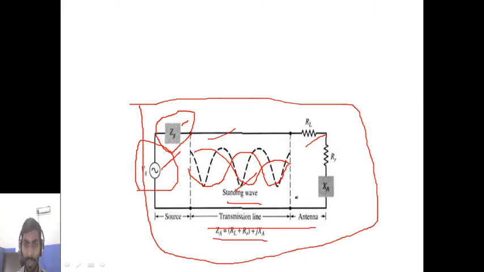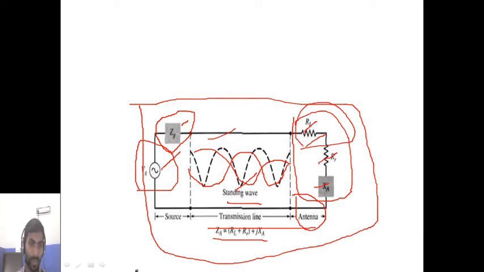And then this is your antenna part, which is the opening. This is going to be the radiation part. This is your radiation resistance, and then this is your load resistance. What is your load here? Free space.